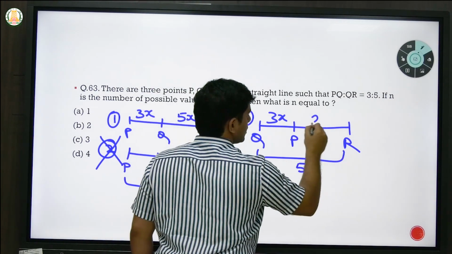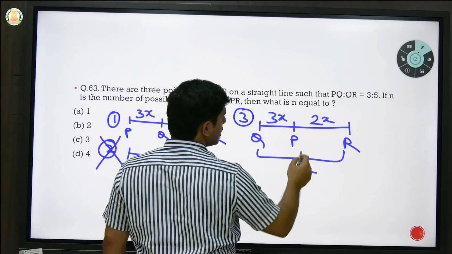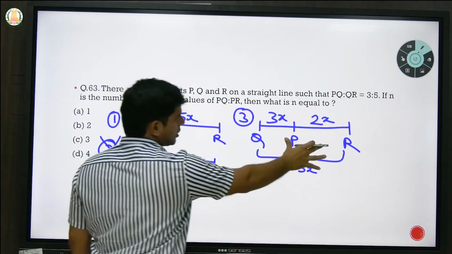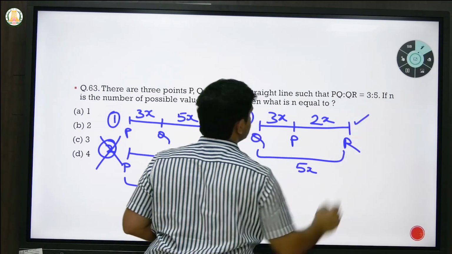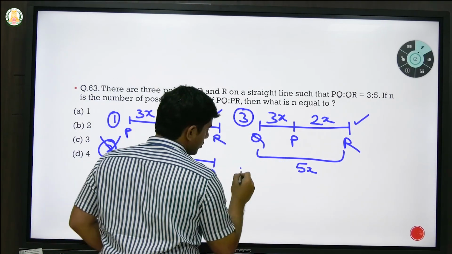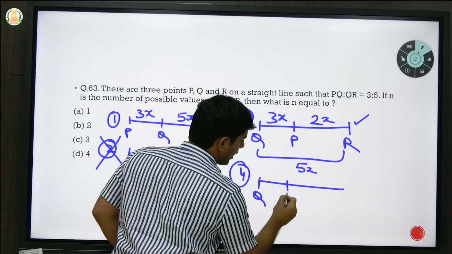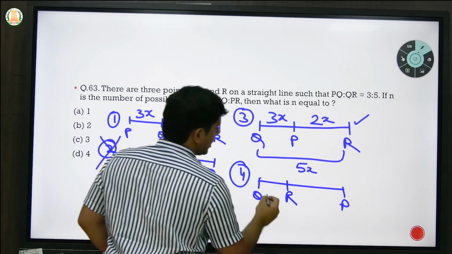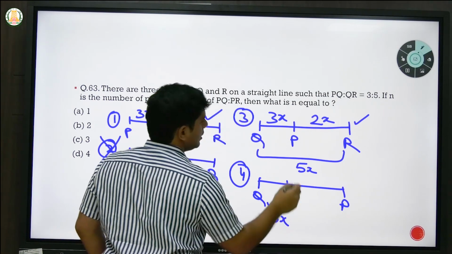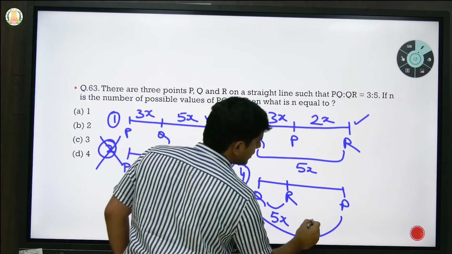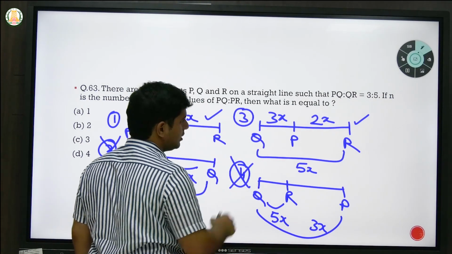2x. Yeah, because the length of the entire thing RQ is 5x, so relatively PR becomes 2x. So this is possible because RQ is of bigger length than PQ, so this is a possibility. So we can consider this possibility and this possibility. If you go for the fourth one, Q is here, R is here and P is here, then you know that QR is 5x, and PQ, this entire thing, is 3x, which again is a non-possibility because the length is smaller.